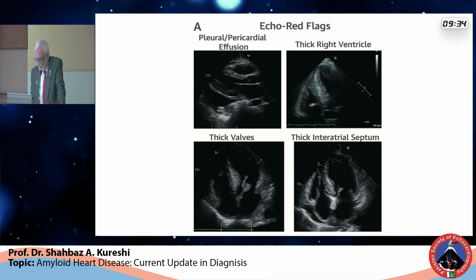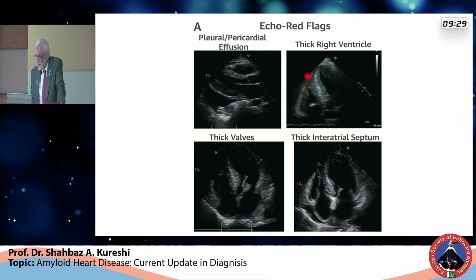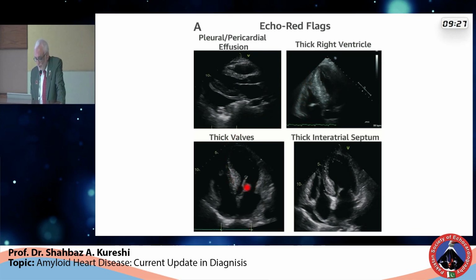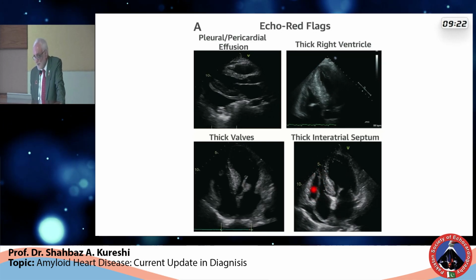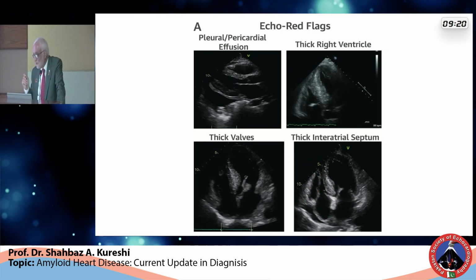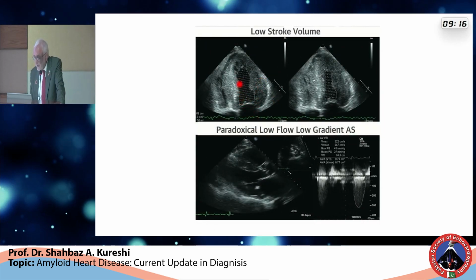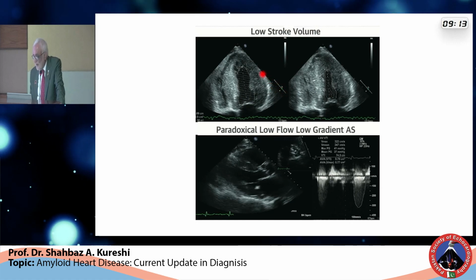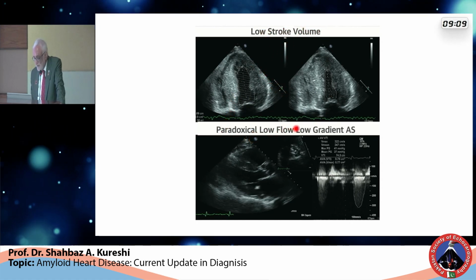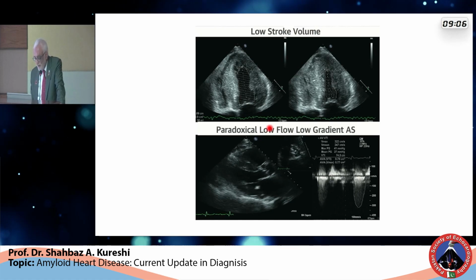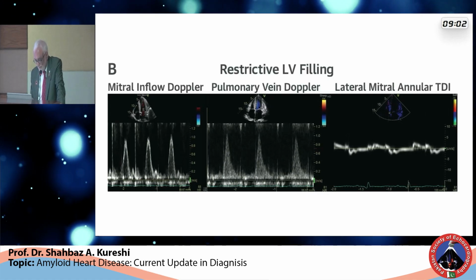Number one, you have the pleural and pericardial effusion. A thick right ventricle is very important. Thick valves are very important. The interatrial septum is thickened. This is what is going to give the clues to the diagnosis of amyloidosis. Because the left ventricle is small, there will be a low stroke volume in these patients, and a paradoxical low-flow, low-gradient aortic stenosis in these patients where you have a degenerative aortic valve.